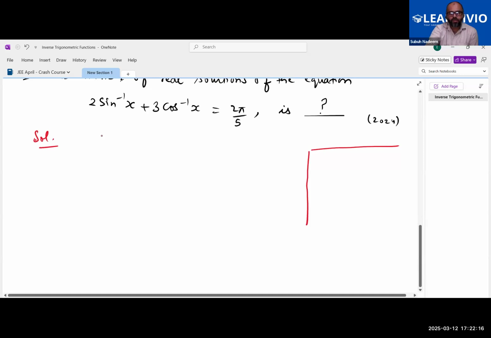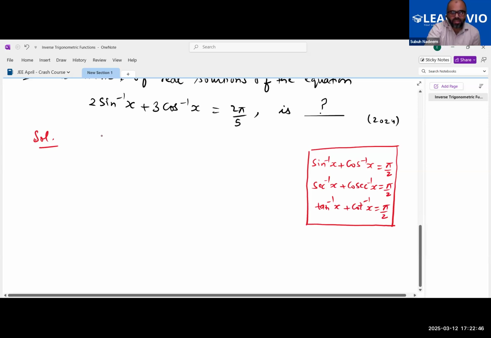So if you remember, there are a few formulas like this: sine inverse x plus cos inverse x is equal to pi by 2 always. Sec inverse x plus cosec inverse x is also always pi by 2. Tan inverse x plus cot inverse x is also pi by 2.